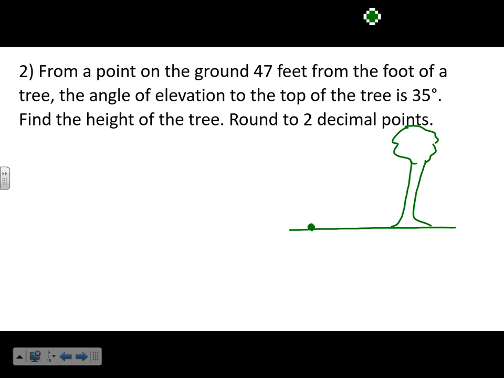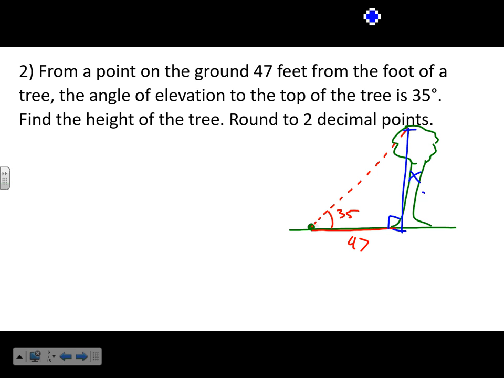That distance is 47 feet. Then it says the angle of elevation to the top of the tree. This angle of elevation here is 35 degrees. Find the height of the tree. So we want to find how tall this tree is. So that's our right triangle here. So now we can use our trigonometry with this. We're trying to find how tall it is. So that's this length over here.